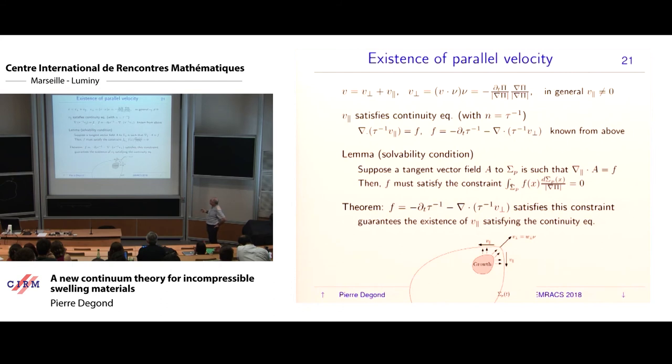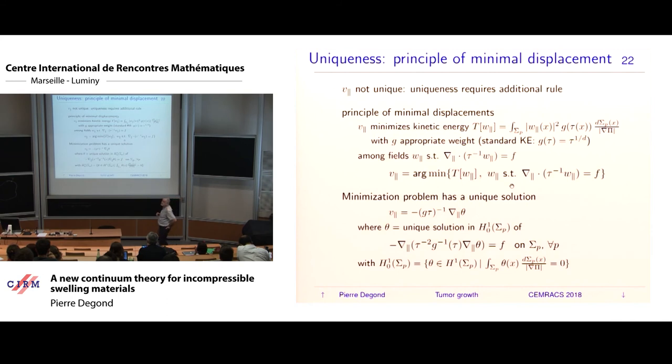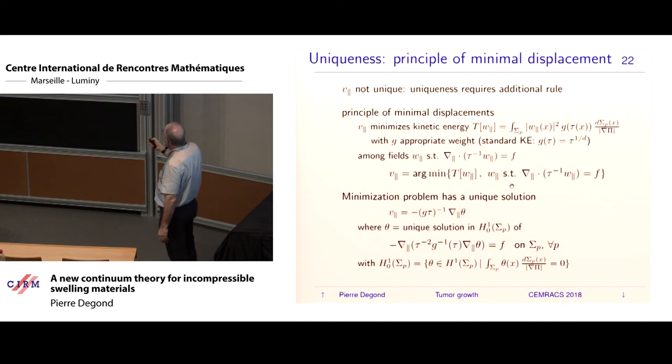So you know that you will find one, but unfortunately you have many solutions of this, right? When it exists, you have many solutions, so now you need to pick one. And so this is where the minimal displacement principle comes in. I'm going to assume that somehow the parallel velocity minimizes kind of kinetic energy, meaning that I want V parallel to be as small as possible. And so that energy is a kind of kinetic energy for the parallel motion. So it's written that way.